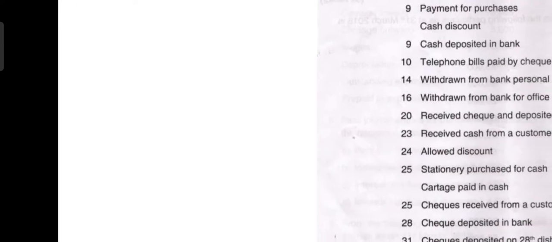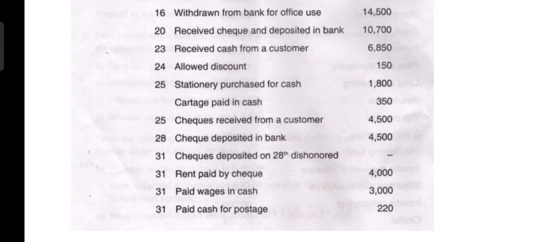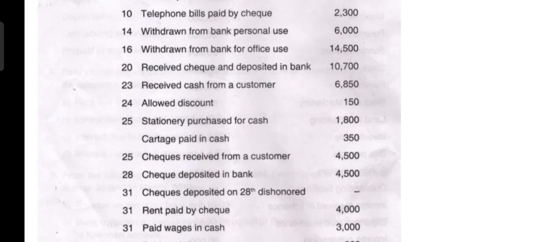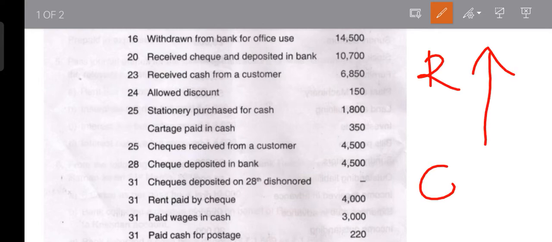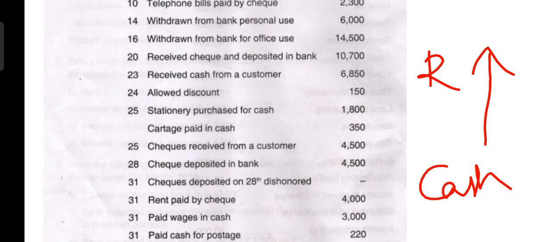This happened on 20th. Now the next transaction is on 23rd. Received cash from customer 6,850. It is very clear, we are receiving cash from a customer. Now which side do we need to write? This is to be recorded under the receipt side, because the cash balance we need to increase. Which column are we going to write? Under the cash column. Okay, let us see whether the same happened or not.